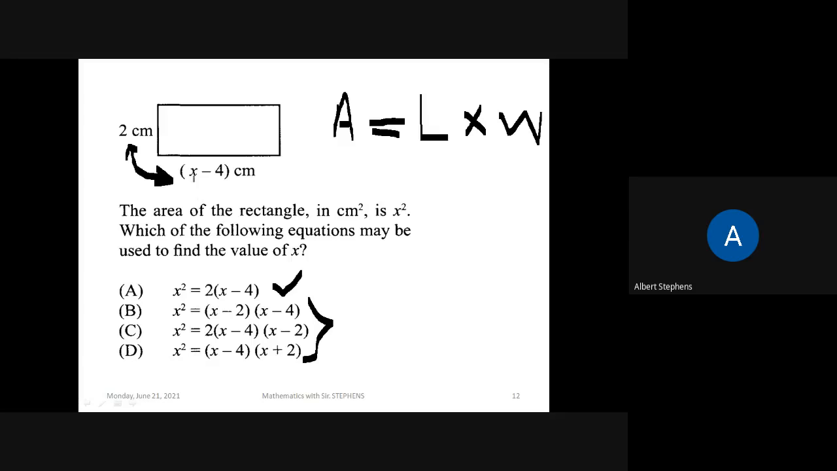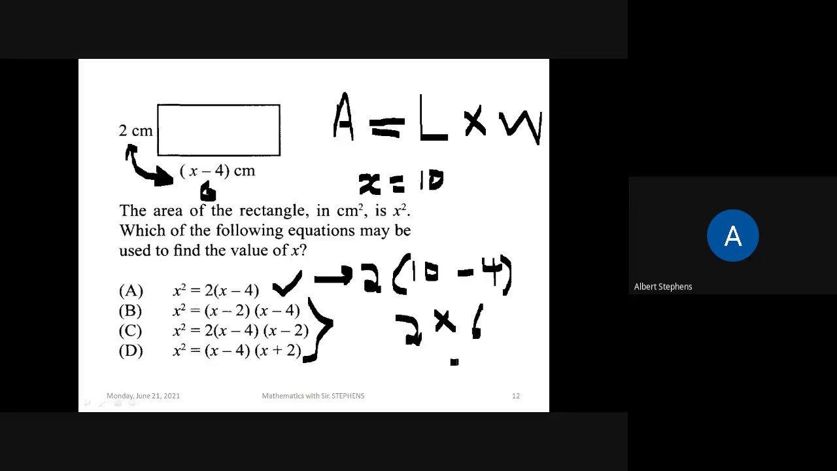The thing about it is we don't know what the value of x is. So let's say x was 10. Then 4 from 10 gives us 6, so the area is 2 times 6, which is 12. And if I put the x in here, you'll still get 12: 10 subtract 4, that's 2 times 6, which is also 12. So the answer there is A.